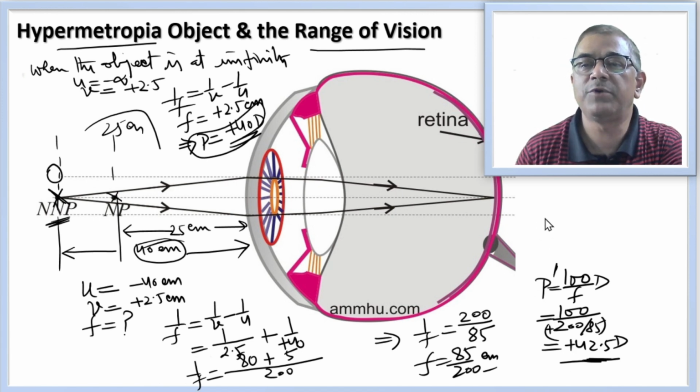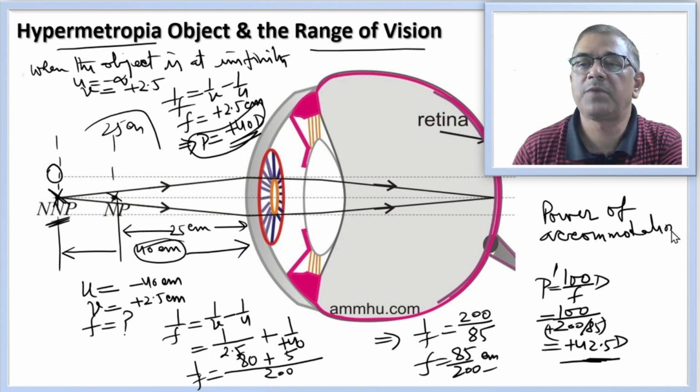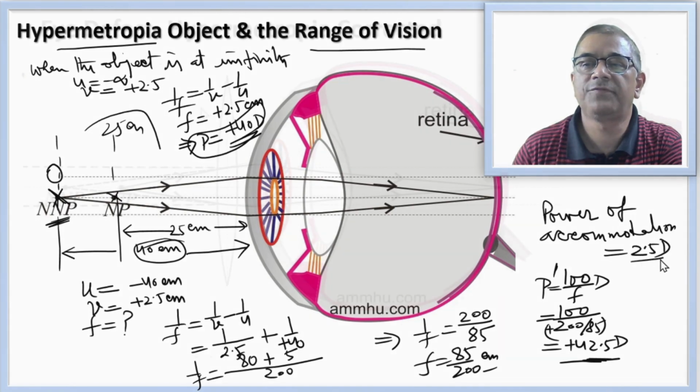So the power of accommodation in this example should be equal to 2.5 diopter.